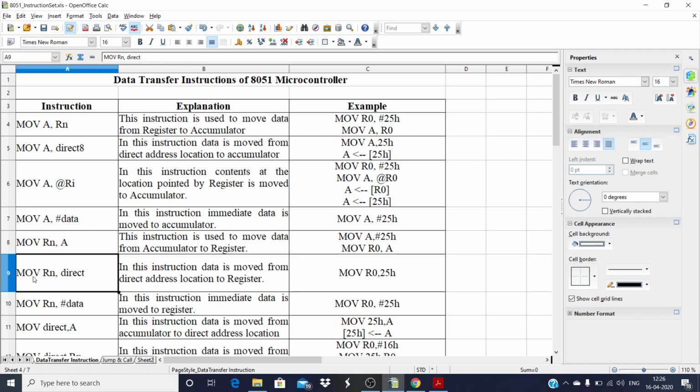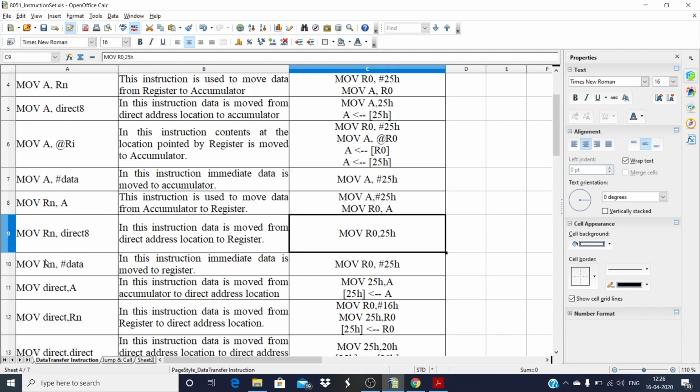Move Rn comma direct. So what is direct? Again, to be more specific, this direct is an 8-bit address. That's why I will write it as direct 8. So move Rn comma direct. In this instruction, data will be moved from the direct address location to the register. So move R0 comma 25 means whatever the 8-bit content at location 25 will be moved to R0.